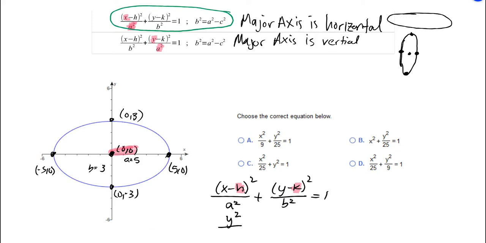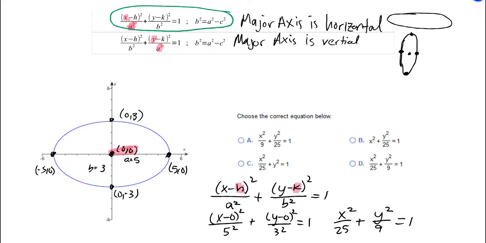We've got an x minus h, that's x minus 0 squared, over a squared, and a is 5. Then we have y minus 0 squared over 3 squared, since b is 3. And when we simplify, we get x squared over 25 plus y squared over 9 equals 1. So that is this answer choice here: x squared over 25 plus y squared over 9 equals 1.